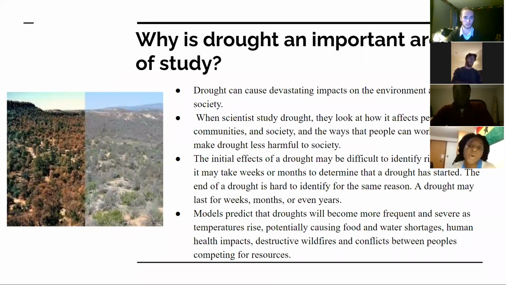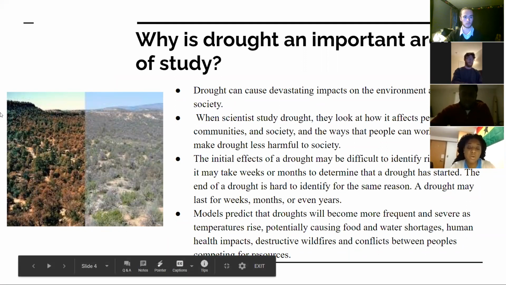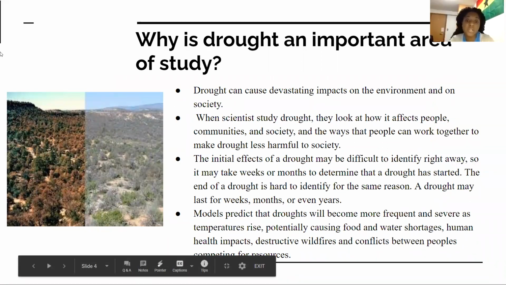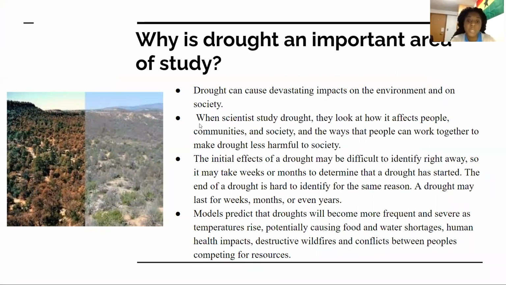Why is drought an important area of study? The initial effects of a drought may be difficult to identify right away, so it may take weeks or months to determine a drought has started. The end of a drought is hard to identify for the same reason. Models predict that drought will become more frequent and severe as temperature rises.